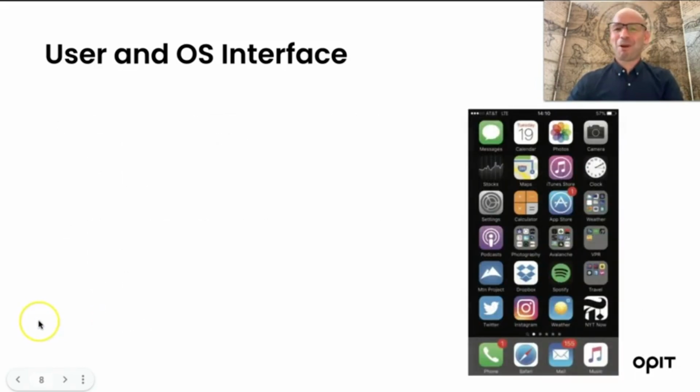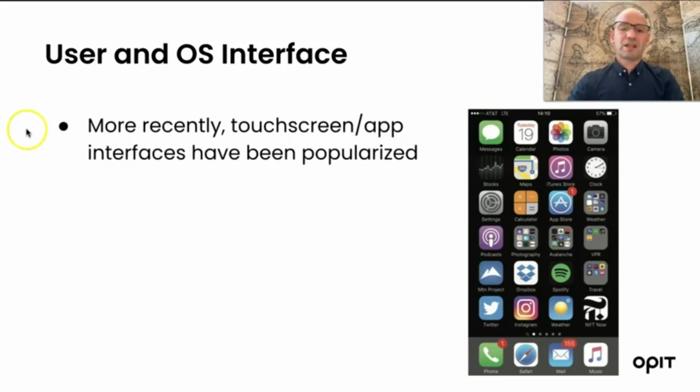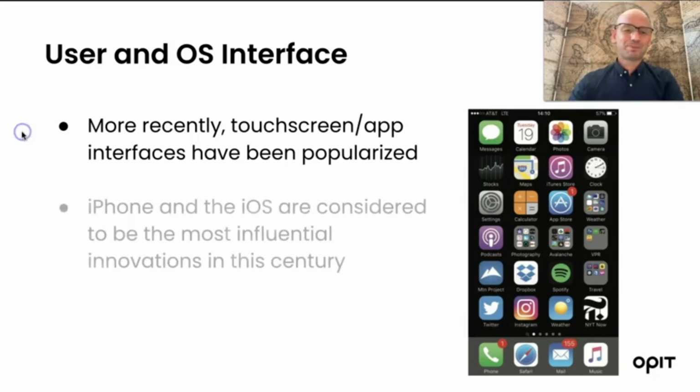These days, though, this is what you're probably most used to seeing. If you have an Apple iPhone, or the Android GUI is not much different, right? We still see each application as an icon, whether it be a system application or a user application. So more recently, touchscreen and app interfaces have been popularized. Each of the icons on the right there represents some sort of an application. Again, whether it be a system application or a user application depends on its purpose.